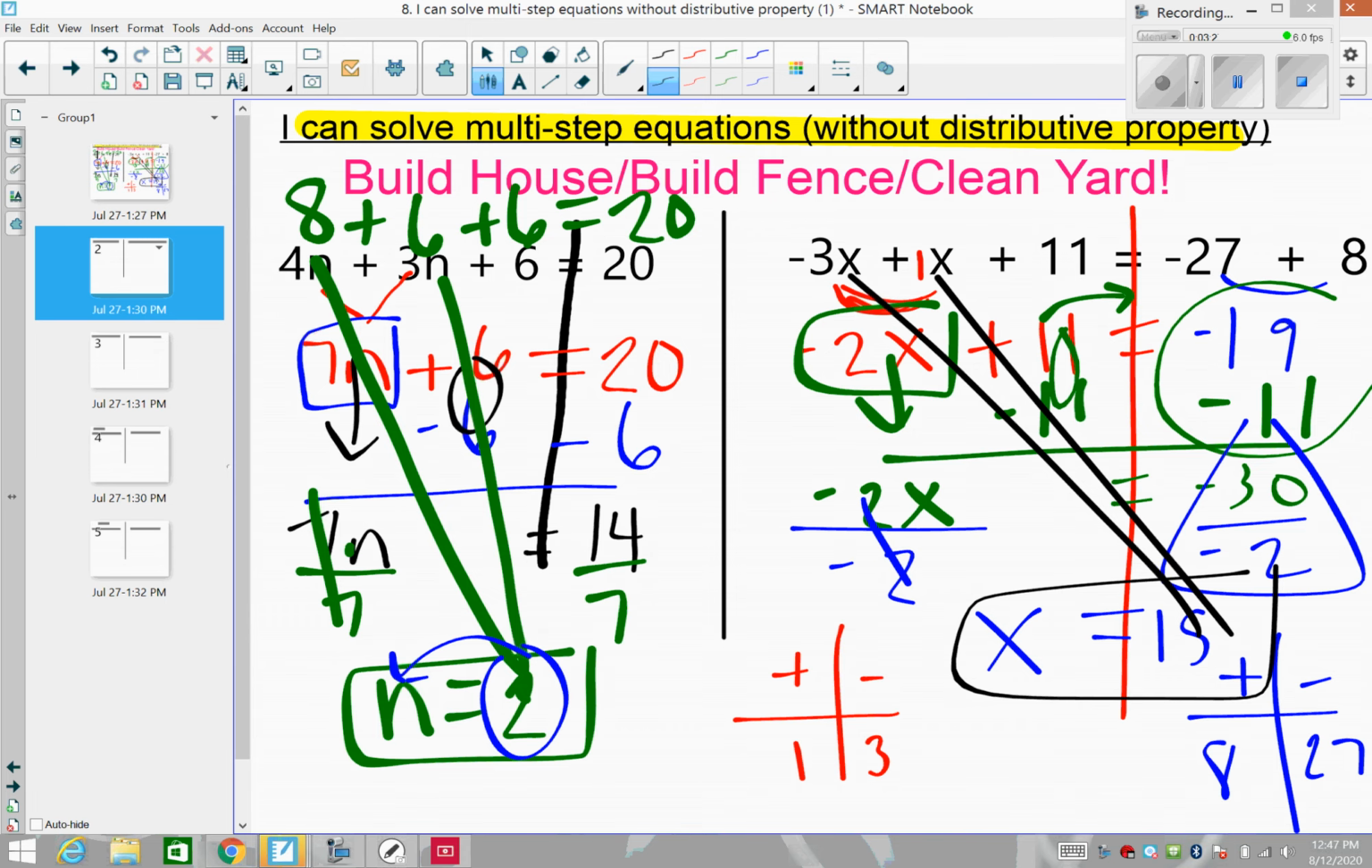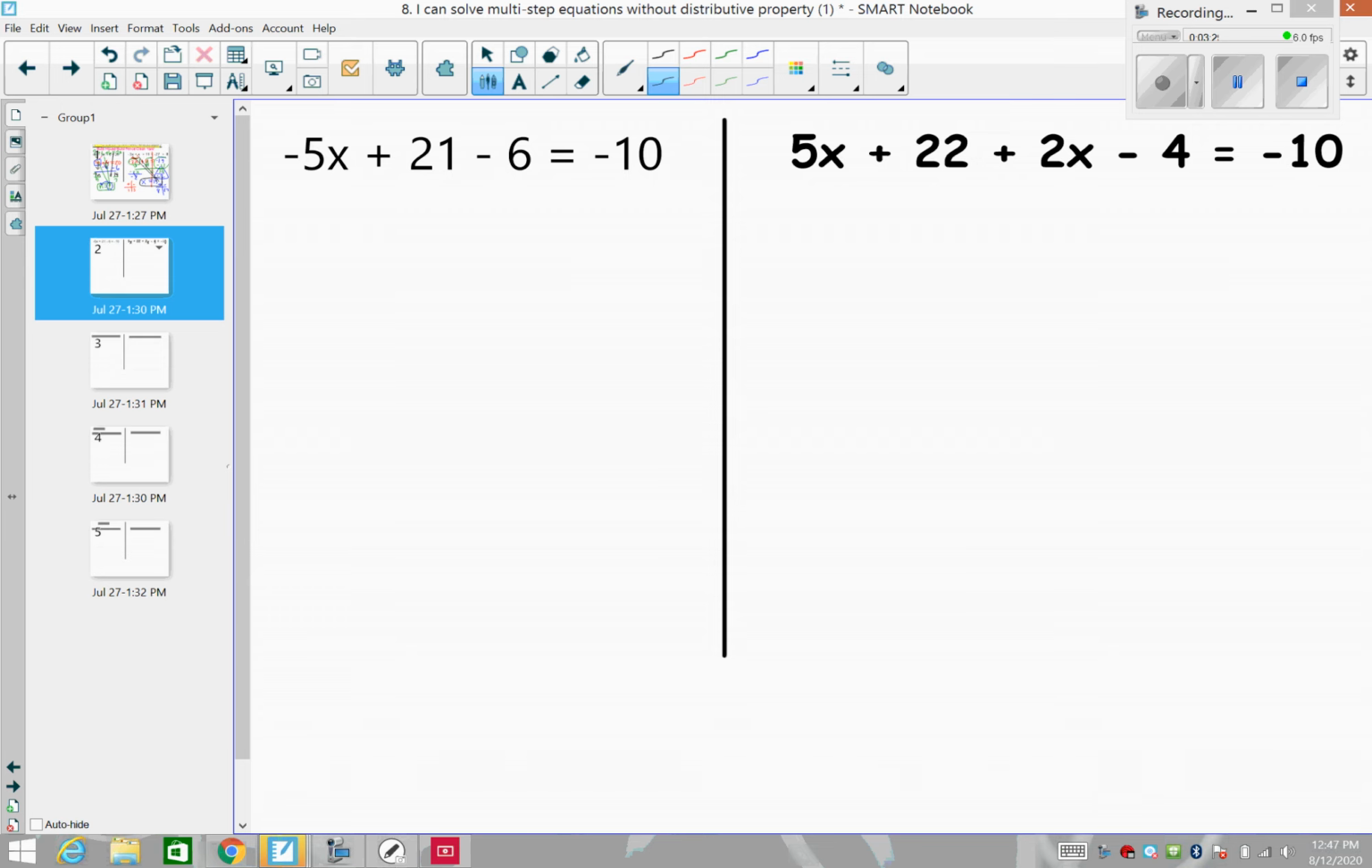Okay, so same process here, build house, build fence, clean yard. We're going to do a couple more practice problems as we go. So make sure you pause the video at any time if I'm going too fast or you need time to solve or practice. So on the left-hand side, the only thing I can combine are these two. Those are just integers. I don't have anything to combine with the negative 5x, so I'm just going to drag it down. And here we have positive 21 minus 6, which would be just simply a positive 15 if we were to tug of war that.